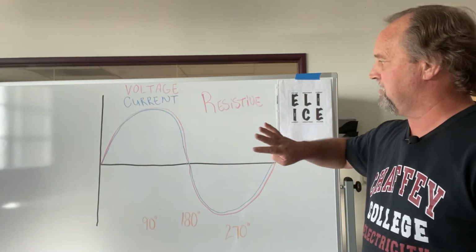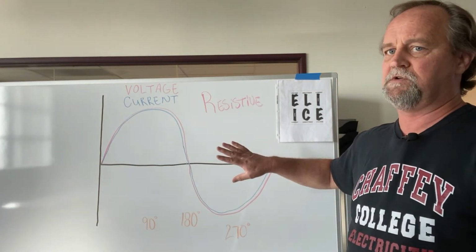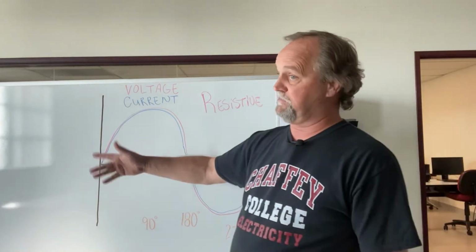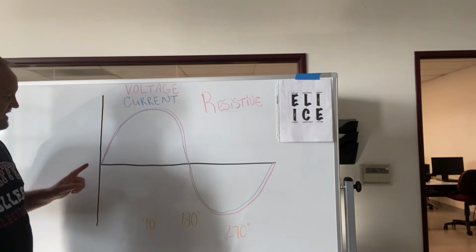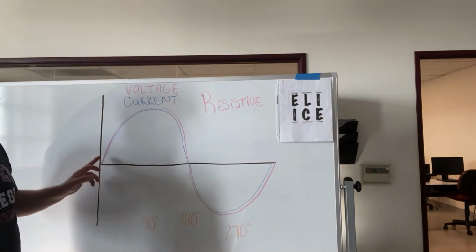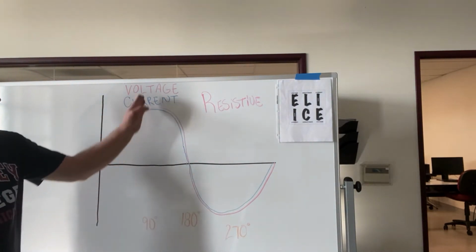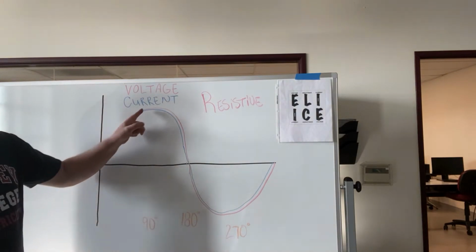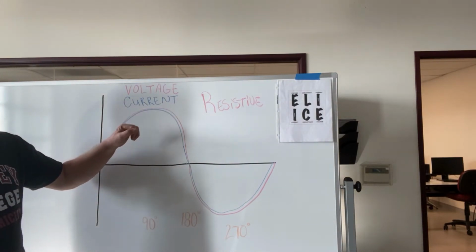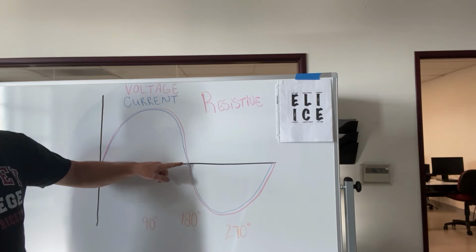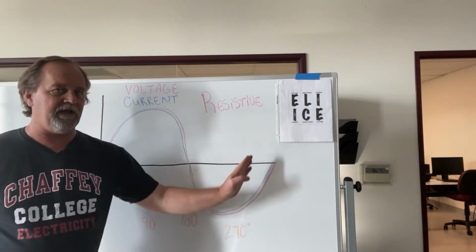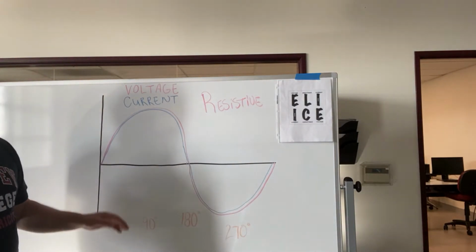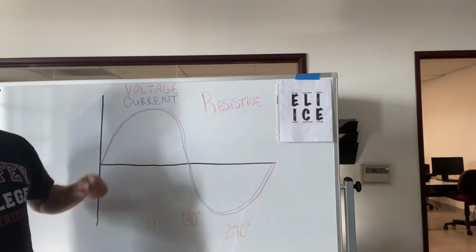And if this is a purely resistive circuit, think of it as a horse race, right? Over time, if this is a horse race, they both come out of the gate at the same time. And you can see at 90 degrees, current and voltage are the same. And as we come over to 180 degrees, they're still the same. Current and voltage run side by side in a purely resistive circuit.